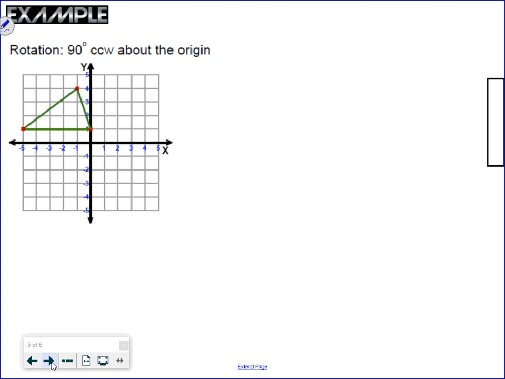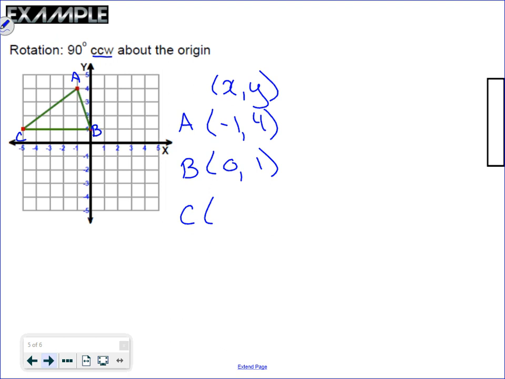In this last example, we want to rotate the green triangle 90 degrees counterclockwise. That's what the CCW stands for, counterclockwise, about the origin. So again, I'm just going to start by labeling each of the points. So point A is negative 1, 4. Point B is 0, 1. And point C is negative 5, 1.